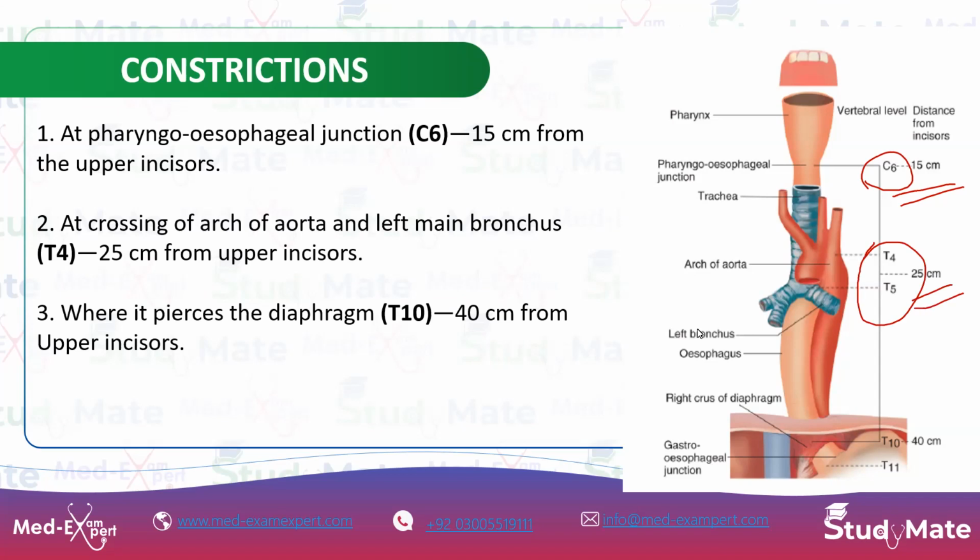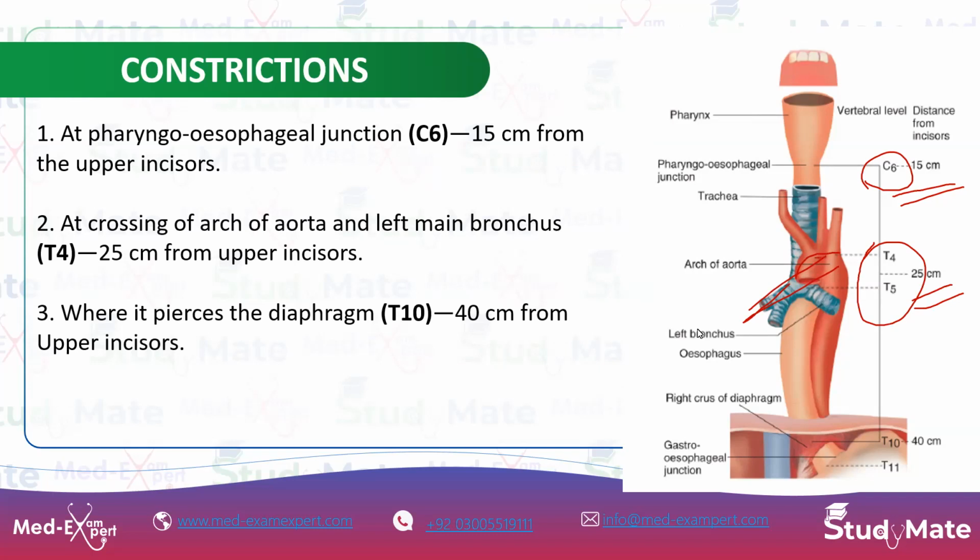This is at the level where the arch of aorta is crossing and the left main bronchus is crossing the esophagus. इन दोनों का एक impression होता है esophagus पे, जहाँ पे slight सी narrowing होती है और उसकी वजह से constriction होती है.